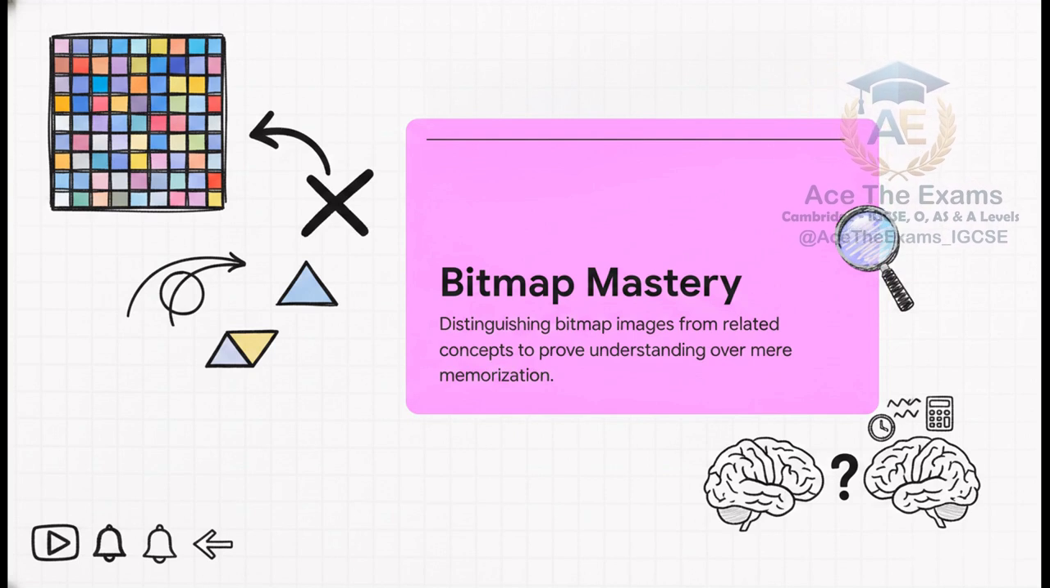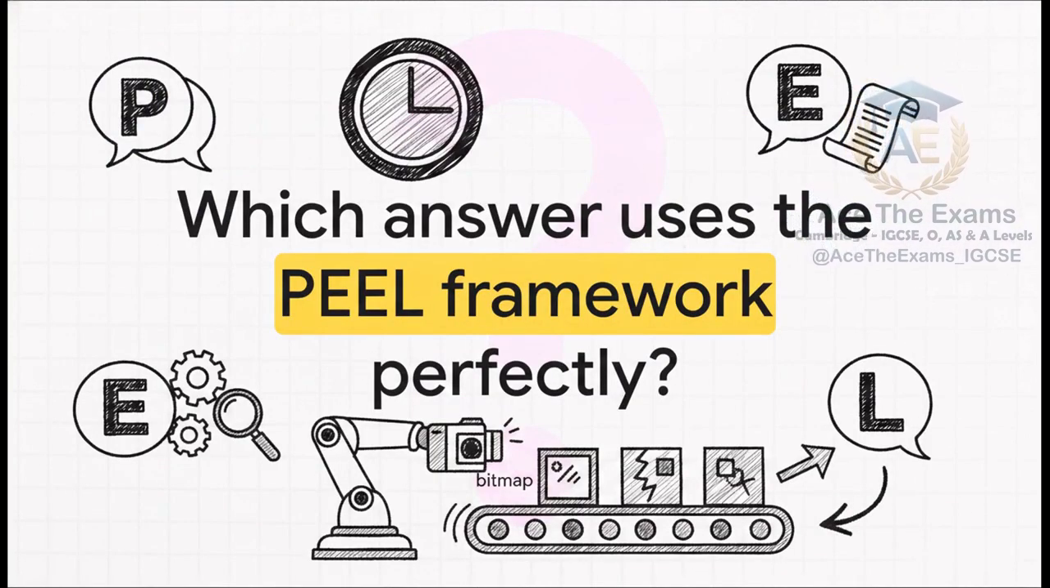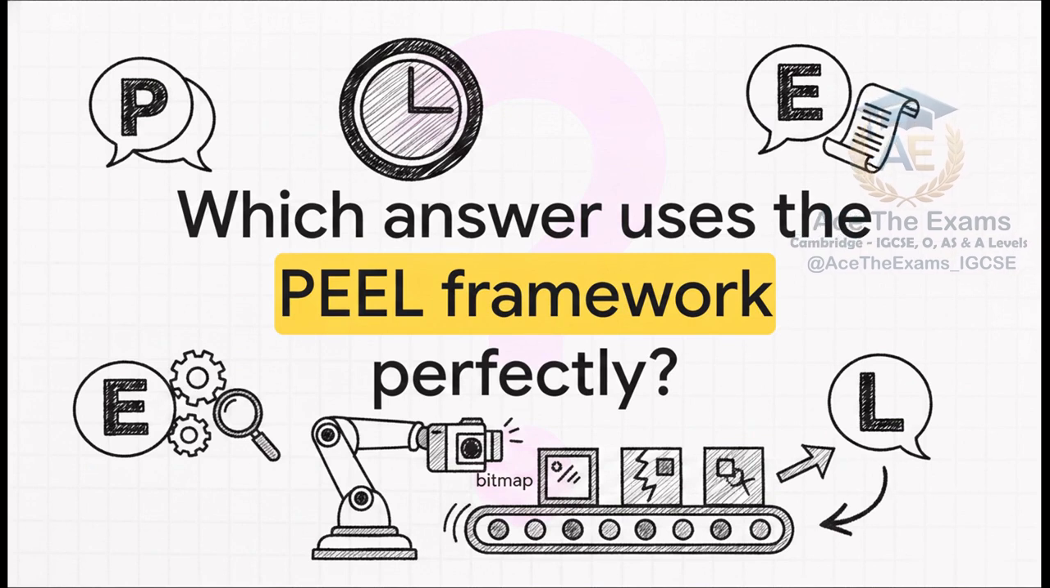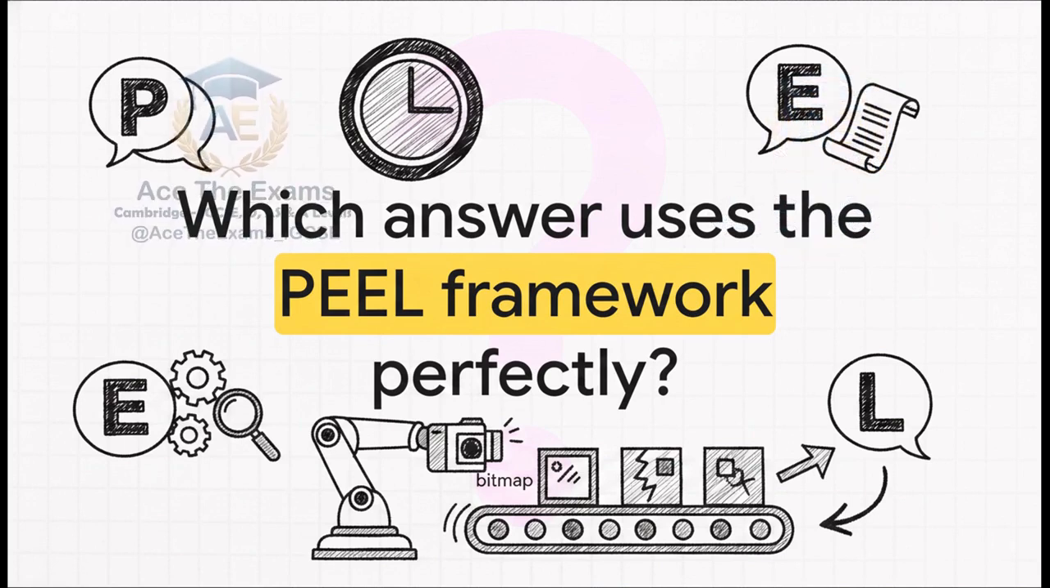All right, it is time to put you on the clock. Let's see how sharp you are. You have exactly 30 seconds to spot the model method that correctly diagnoses the exam demand. Imagine we have an industrial control scenario where a robotic arm uses high-speed cameras for quality assurance on a fast-moving assembly line. Which of the potential answers perfectly follows the Peel framework?